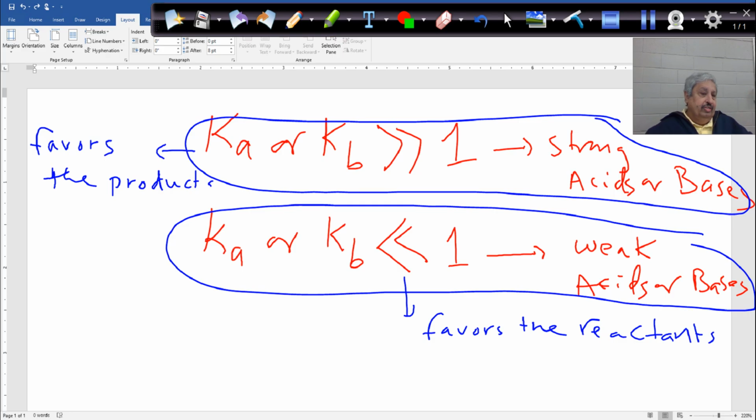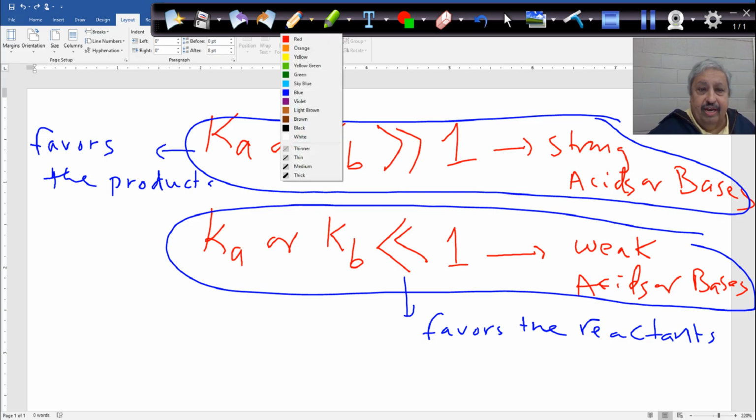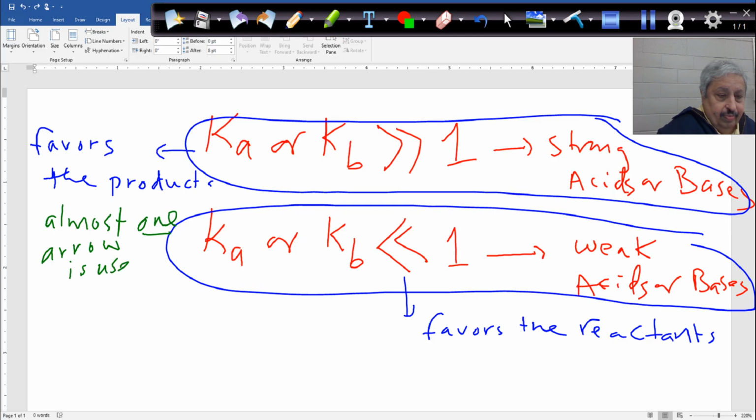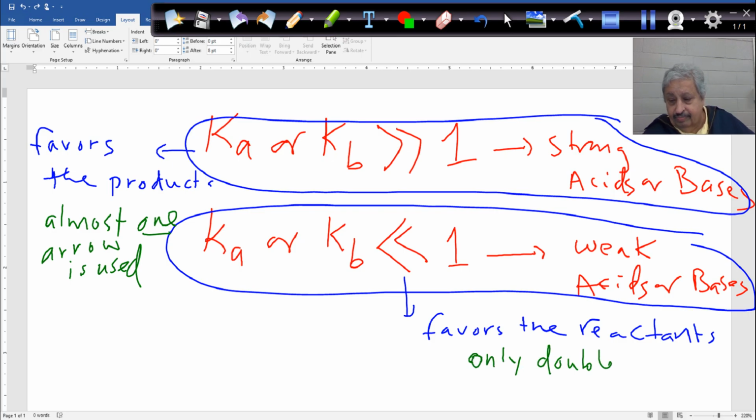So the whole thing is: if Ka is greater than 1, it is a strong acid, and it is represented by almost one arrow. Here, only one arrow is used. A double arrow means two arrows are used.